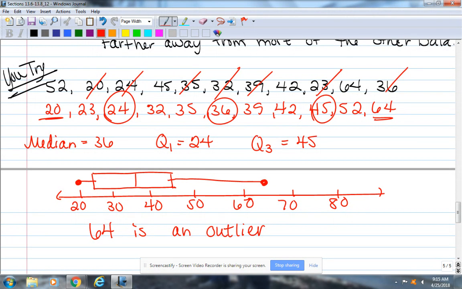So any questions on anything we've covered today? We've covered a lot. We've covered central tendencies, which is mean, median, mode, and range. We've covered box and whiskers, stem and leaf, and histograms. So any questions on any of those?